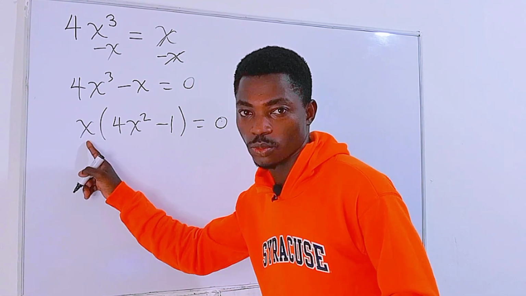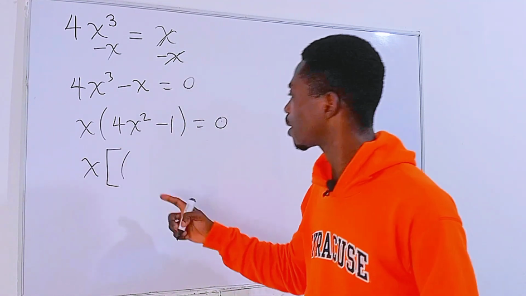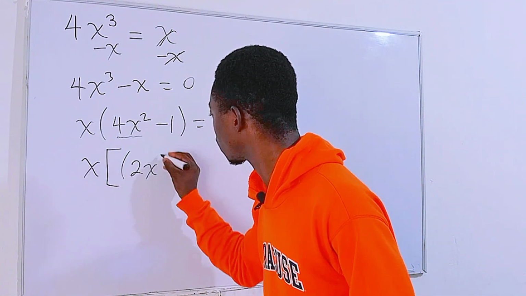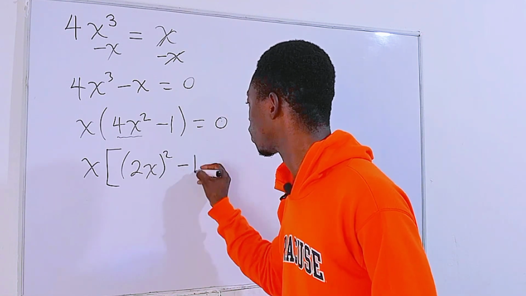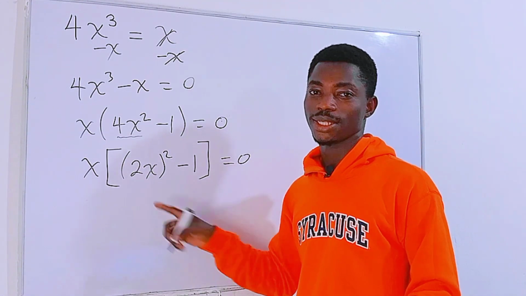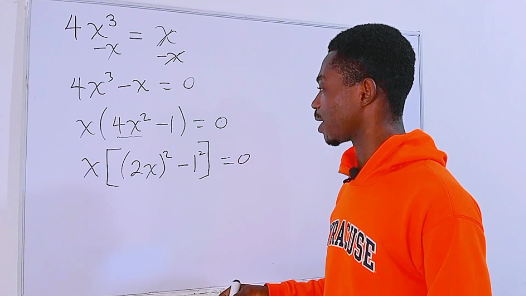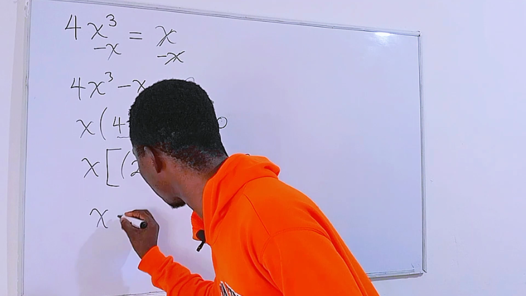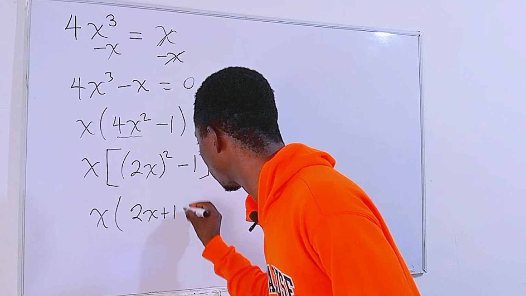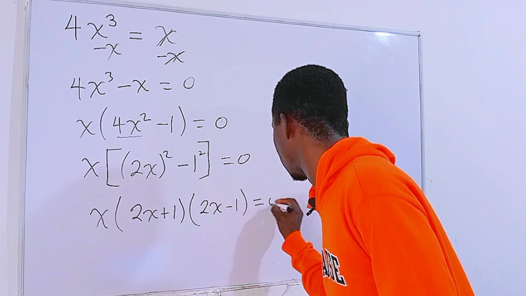Now let's maintain this x right here. So we have x, then I'm going to put a square bracket, then curly bracket like this. This term right here could be written as 2x squared minus 1, just like that, and this is equal to 0. Now what do we see inside the square bracket? Difference of two squares. They are all the same. So we have x times the difference of two squares, so we will have 2x plus 1, times 2x minus 1, just like that, and this is equal to 0.